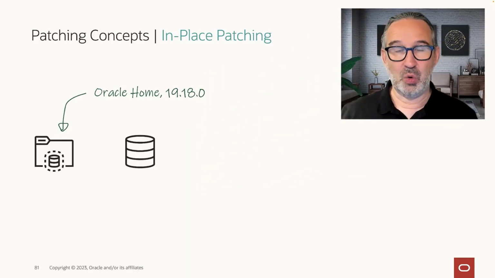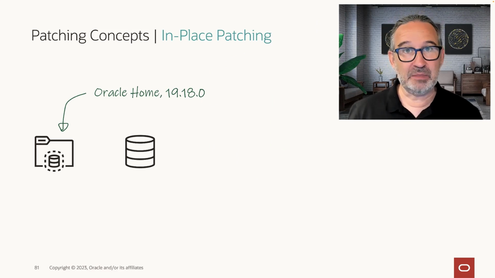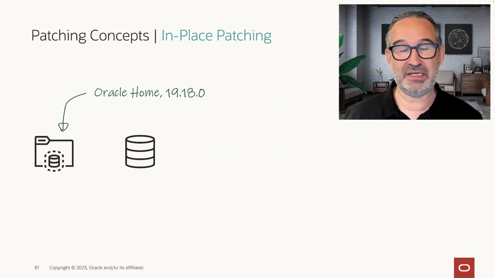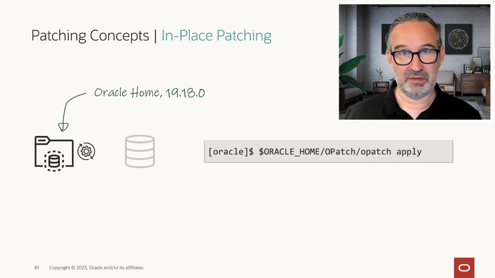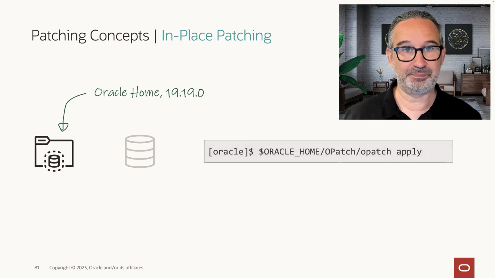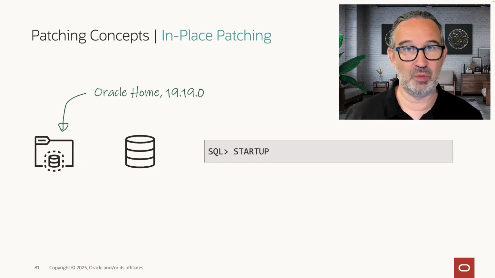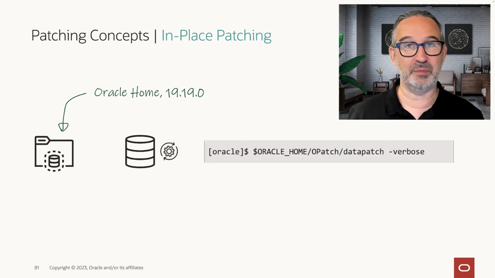And let me give you an idea why thinking about that for a second is very important, and then taking the right decisions. So which patching methods do we offer? In-place patching is the first one. I have a 19.18 home here in my case, and in place means I stop my database. Then as next step, I apply the most recent release update 19.19 to it with opatch apply. And once it's a 19.19 home, I can start up my database. And once the database is started, I run datapatch -verbose.